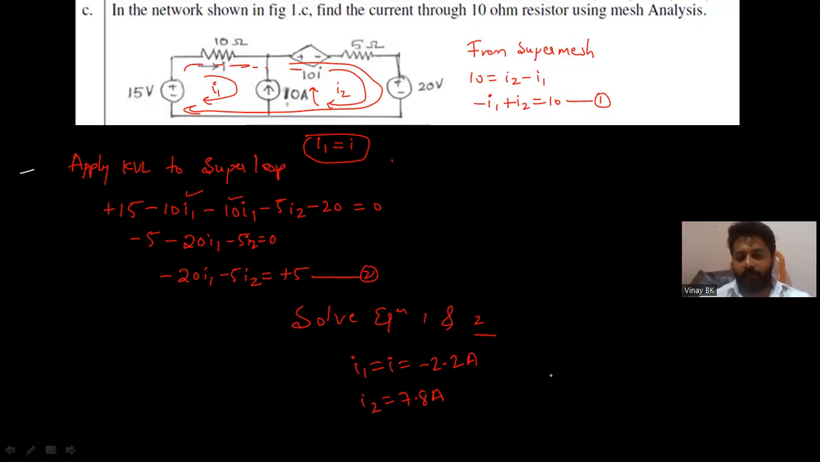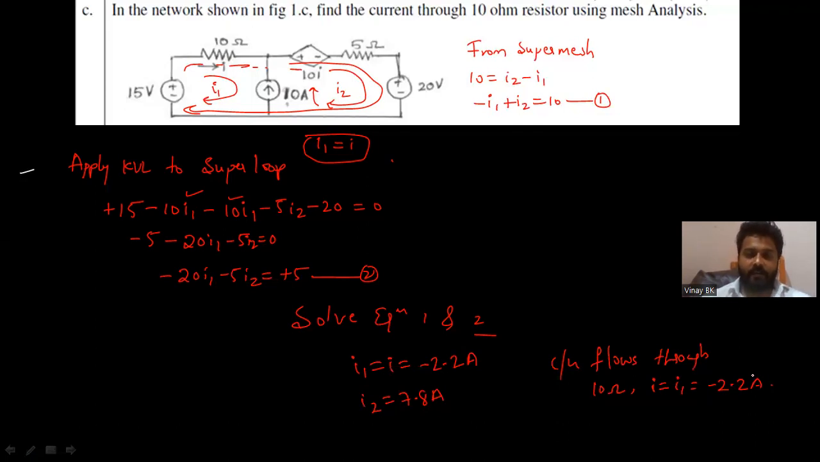But what they asked you to find is the current flowing through the 10 ohm resistor. That's nothing but I. So the current flowing through the 10 ohm is nothing but I, that is the same as I1, equals minus 2.2 amperes. And this is the solution. And it is a very easy problem.